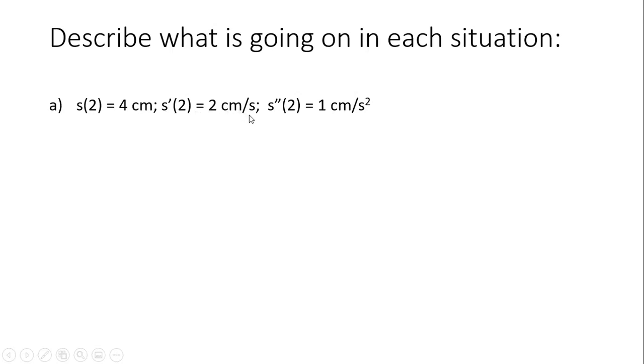So every second, I'm moving my position 2 centimeters. The s double prime of 2 at the same 2 seconds says that even though my velocity is 2 centimeters per second, that is changing at the rate of 1 centimeter per second per second. Notice it says 1 centimeter per second squared. So I am moving at a particular rate, but that rate is changing.